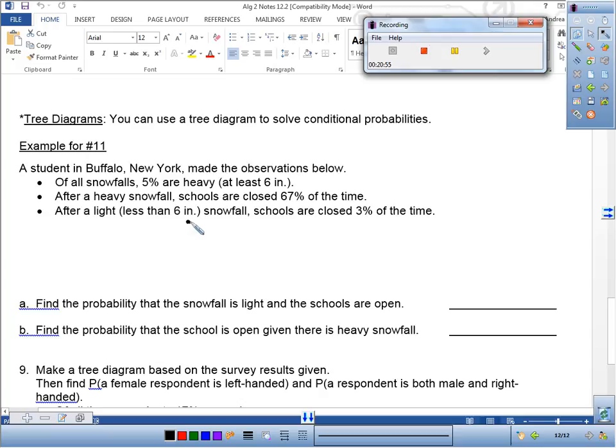To organize your data, you're just going to do a little flow chart. So I'm going to start here and have 2 parts. We want heavy snow versus light snow, because those are our 2 options at the very beginning. Of all snowfalls, 5% are heavy. So we want to write that as a decimal. So 5% has your decimal here. You want to move it over twice. So it's 0.05 goes here.